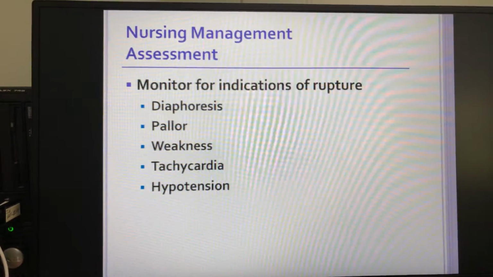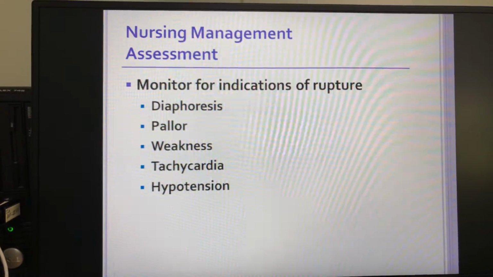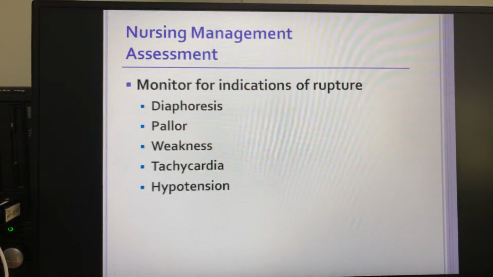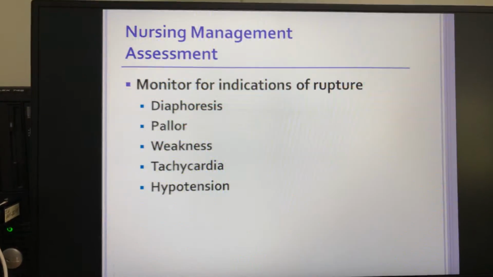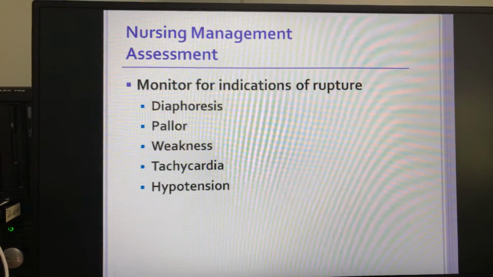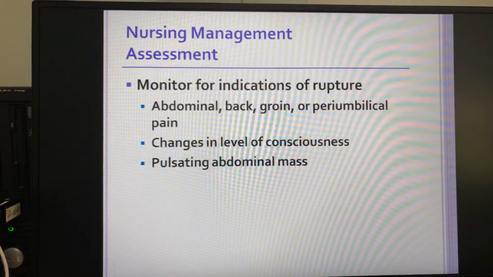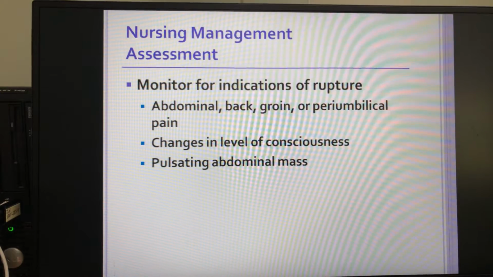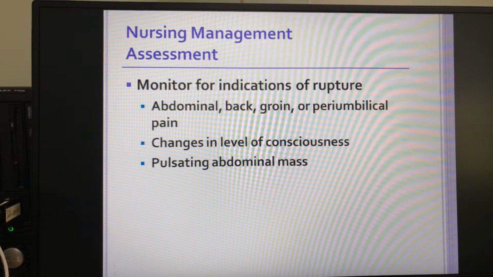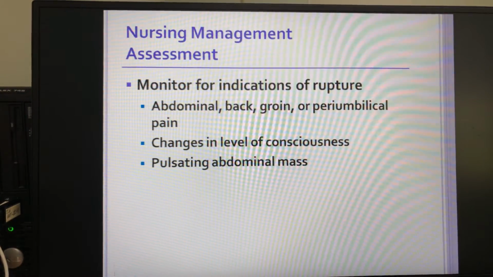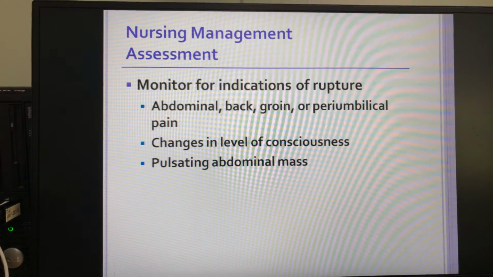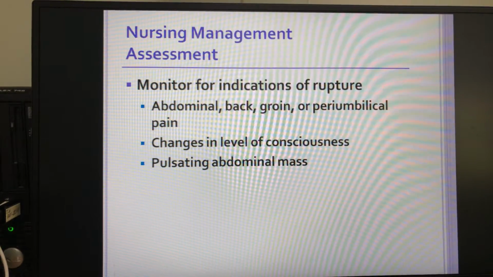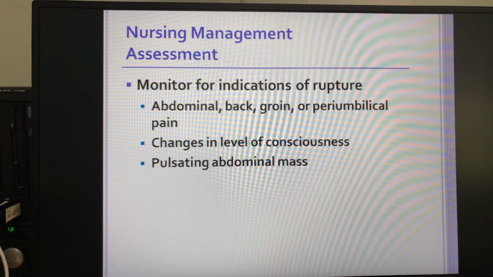We're going to monitor for any kind of indications of rupture, and those indications would be diaphoresis, pallor, weakness, tachycardia, and hypotension. We want to look for any abdominal, back, groin, or periumbilical pain, because those are also indications of rupture, as well as change in level of consciousness and a pulsating abdominal mass.